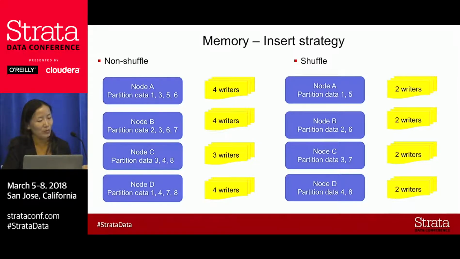If you don't shuffle, every node has data belonging to a lot of partitions. So on average, each node can use 4 writers. After you shuffle, since we have 8 partitions in total, we shuffle the data around and each node only writes 2 partitions. So it only needs 2 writers here. Then the memory usage can be reduced.